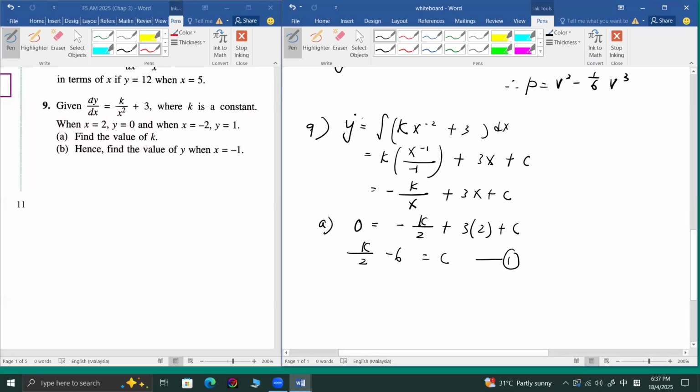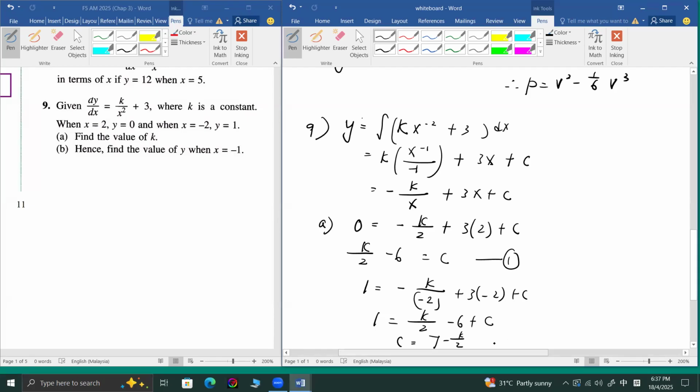Okay, so I go back here again. y is 1 when x is -2, can I substitute back here? Yeah. Then I got another equation. So positive 1 is k over 2 minus 6 plus c. So my c is, okay, I shift here, 1 plus 6, that is 7. 7 minus k over 2. Okay, can you see that?